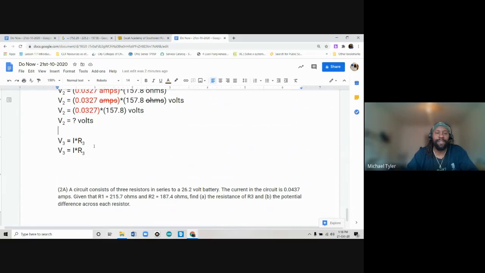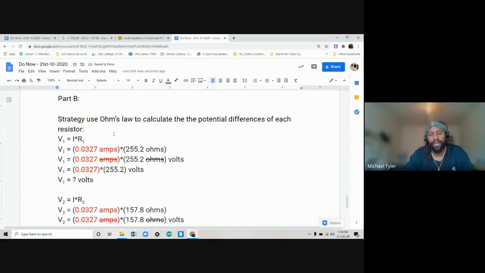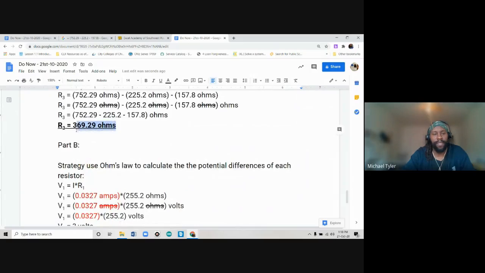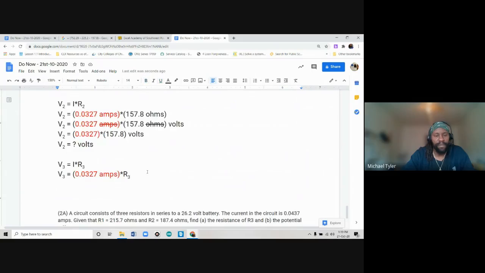So the last steps are similar, right? So if I come here, we're going to plug in the values, right? So that's again the 0.03, the amps right here that goes into I. It doesn't change from each voltage drop. And then this is resistor 3. We figured that out a moment ago here. So we'll take this, and that goes here. So put that in parentheses.